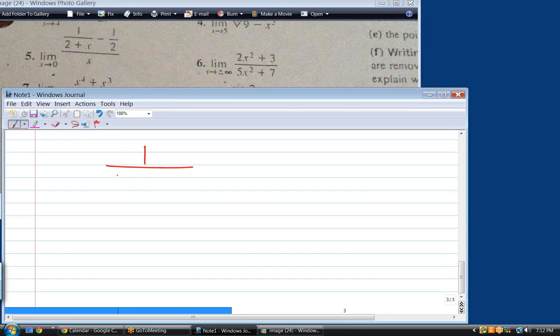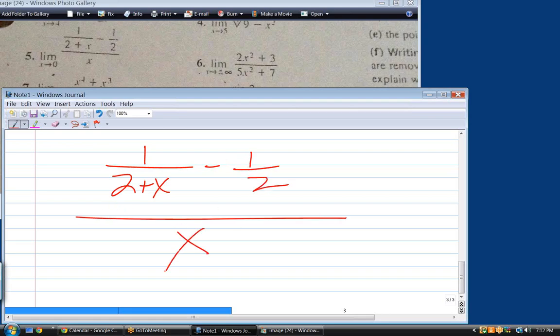And the answer is not 0 over 0. So you take the LCD and multiply all of them by it. Okay. What's the numerator become? What's the LCD, first of all? 2 times 2 plus x. Okay. What goes here?